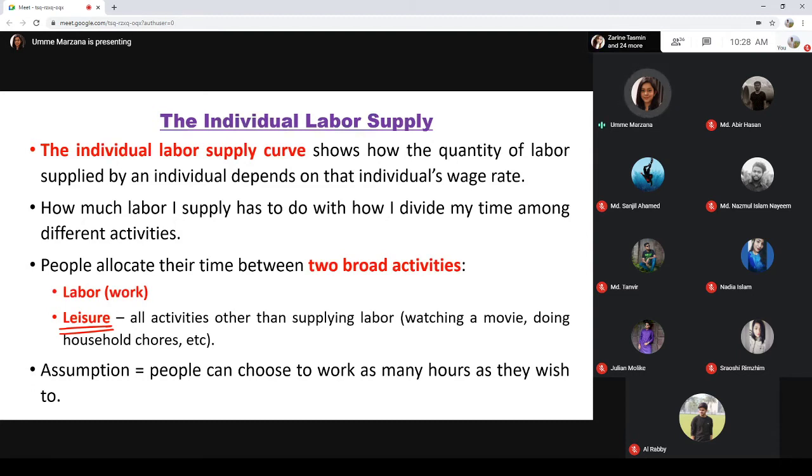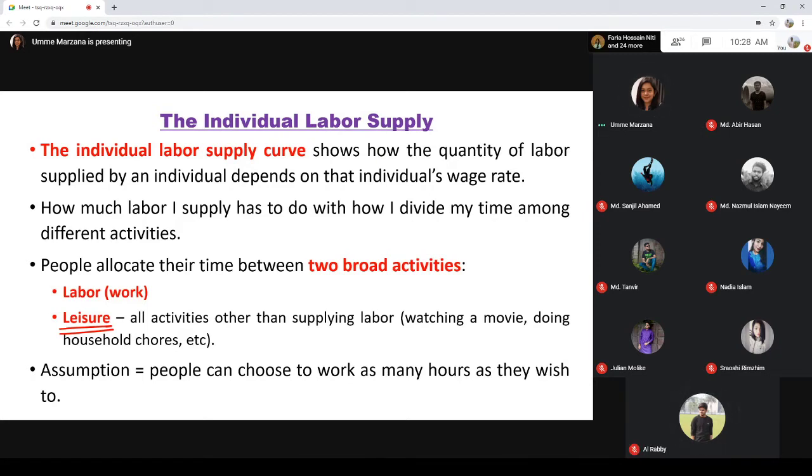If I supply 1 more hour in the labor market, what return or benefit will I get from that? Extra wages. The wages, right? So let's say my wage is 100 taka per hour. If I work 1 more hour, I am going to get 100 taka wages. So that means I can buy 100 taka worth of goods and services, right? If I work 1 more hour.